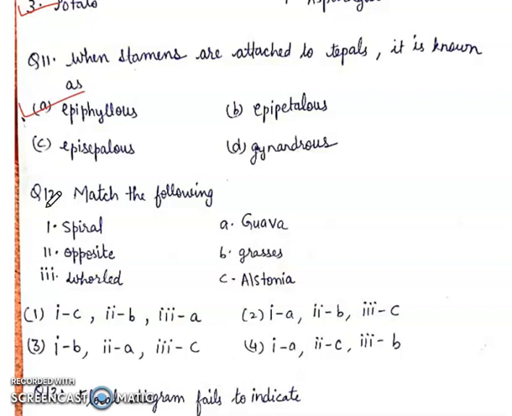Question 12. Match the following. We have to match spiral, opposite and whorl with the examples. Spiral phyllotaxy will go with grasses. Opposite will go with guava. Whorl will go with Alstonia. So answer will be third.